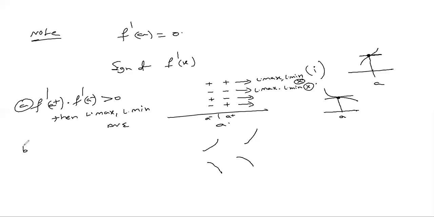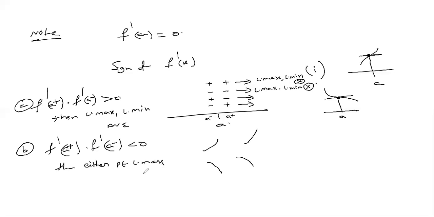Next point: f'(a+) times f'(a-) less than 0, then either a point of local maxima or a point of local minima exists. Function should be differentiable. Be careful, only whenever the function is differentiable will these conditions arise. Either this or this, not both. So listen carefully.